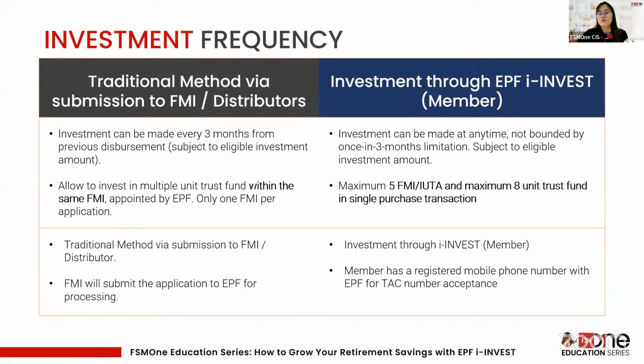For the traditional method, you need to submit the form, where the fund house will submit the application to the EPF for processing, while the EPF portal has eliminated all the time-consuming paperwork submission, where the member will only need a TAC on their registered mobile number for purchase confirmation. So this is the investment frequency comparison between the traditional method via submission to the fund house and through the EPF i-INVES portal.